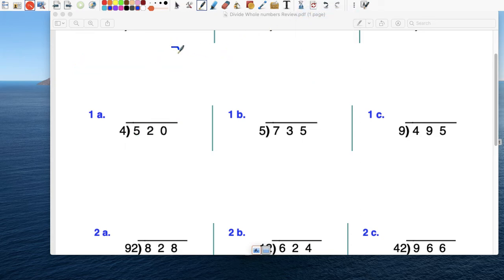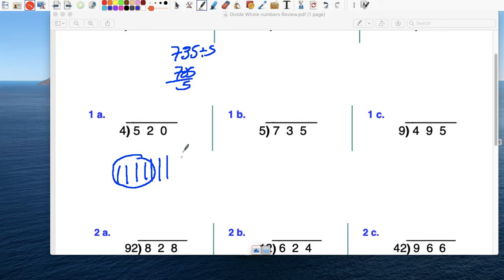Next one, 735 divided by 5. 735 over 5. Can 5 go into 7? So the first question, 1, 2, 3, 4, 5, 6, 7. Can I make a group of 5? 1, 2, 3, 4, 5. Yes. Can I make another one? You can't. You can see you can't. So it's just 1. 5 goes into 7 one time.